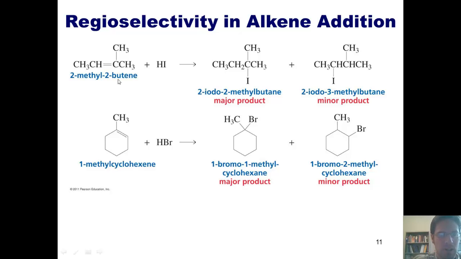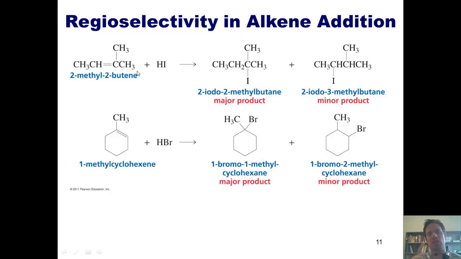In this particular example right here, we can see that between the carbon to the left and the carbon to the right, the one to the left has more hydrogen stuck to it. Hence, our hydrogen from HI will end up there, giving me a CH2, whereas the iodine will end up bonded to the carbon that has fewer hydrogens, this one right here.